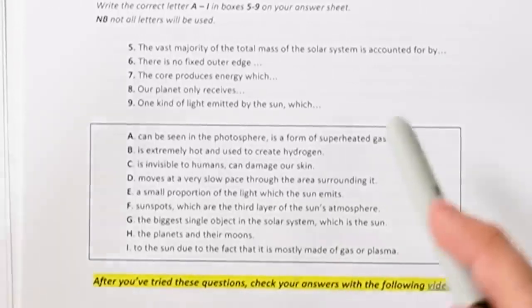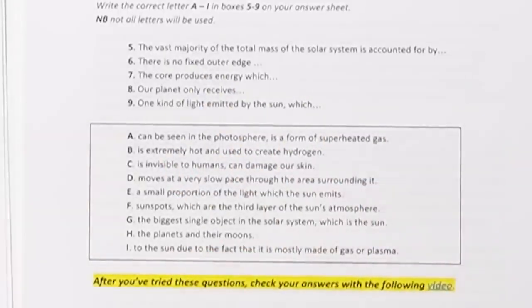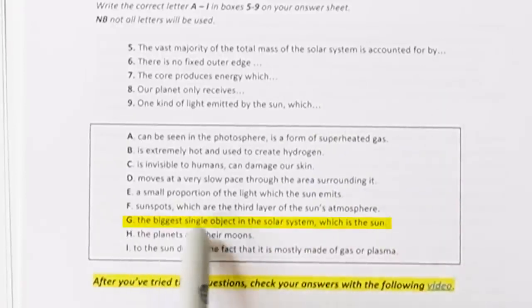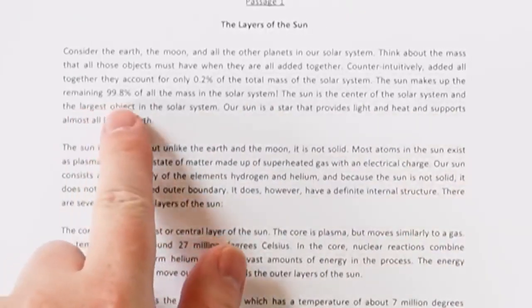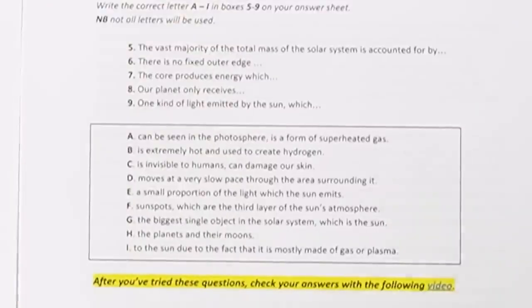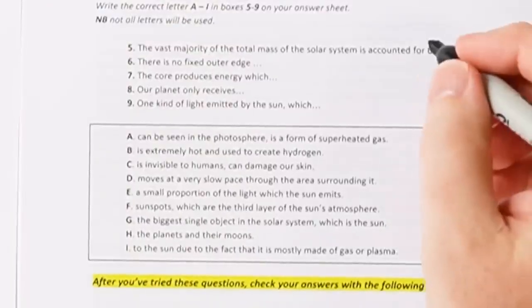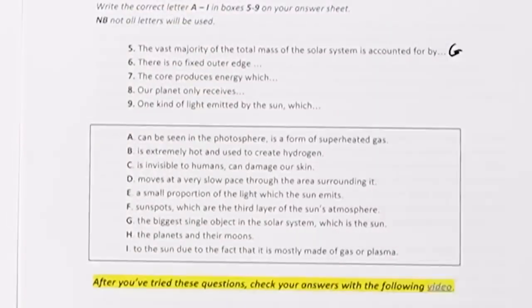So you want to now read that again and think, does that make sense? The vast majority of the total mass of the solar system is accounted for by the biggest single object in the solar system, which is the sun. Go back here. The sun makes up the remaining 99.8% of the mass of the solar system. They match up. I think you can confidently put G there. Okay, and we just repeat that process.